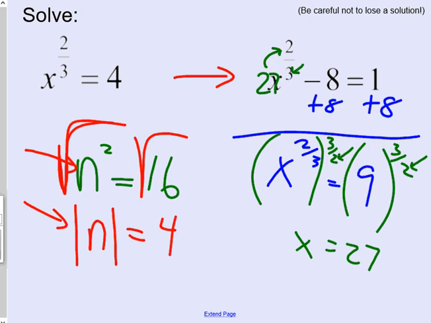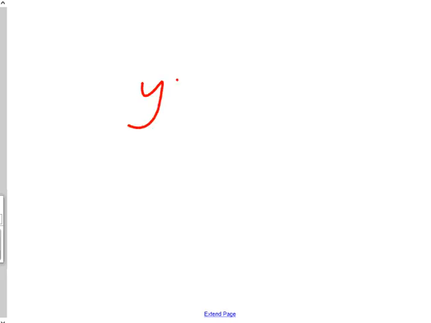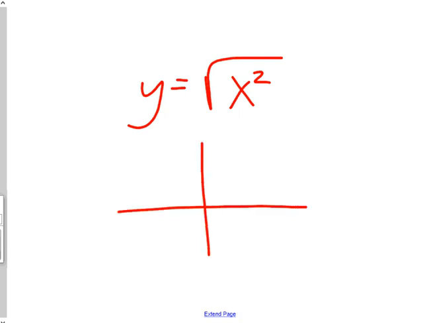I proved it last semester by making kids graph this. And when you graph that, the answer is not x. The answer is the absolute value of x. If you graph that, it looks like that. You know that's the absolute value graph. And so then, if the answer is the absolute value of x, you should know that when you square root a variable, you get the absolute value of it.